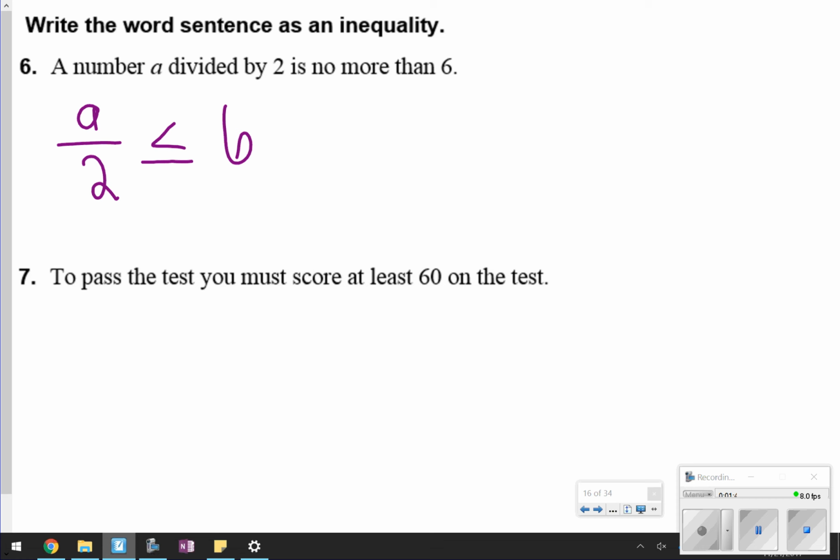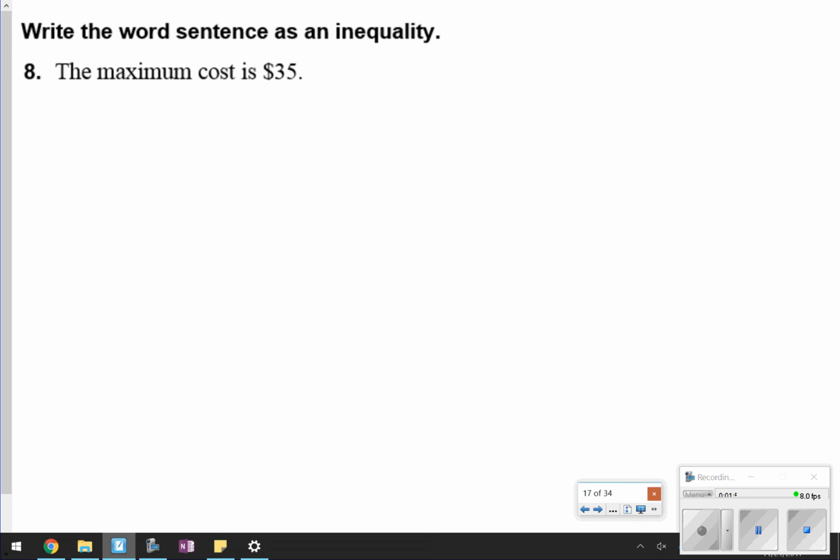Number 7, to pass the test, you must score at least 60 on the test. Maybe you can make up your own letter here. T is greater than or equal to 60. At least means greater than or equal to. Number 8, the maximum cost is $35, so that would be cost is less than or equal to 35. We can go up to 35, but we can't go over it, and we sure need to be below it.